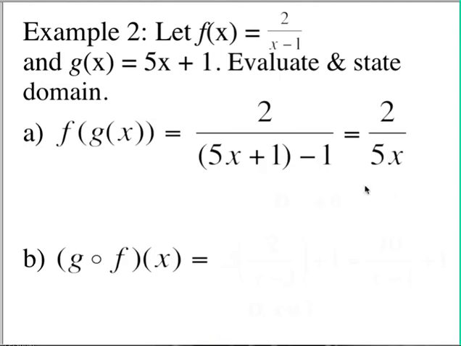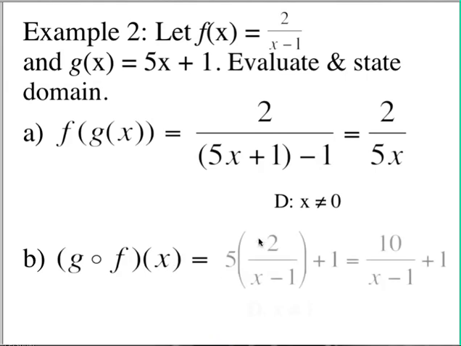And when I find the domain, remember we can't divide by 0, so what value of x would make that 0? It would be 0, so x cannot equal 0 in this case. And then if I flip it around and do the f function first and then plug into g, plug in and simplify it, I get 10 over x minus 1 and then plus 1. Well, I can't have a denominator of 0, so that would be x cannot equal a positive 1.